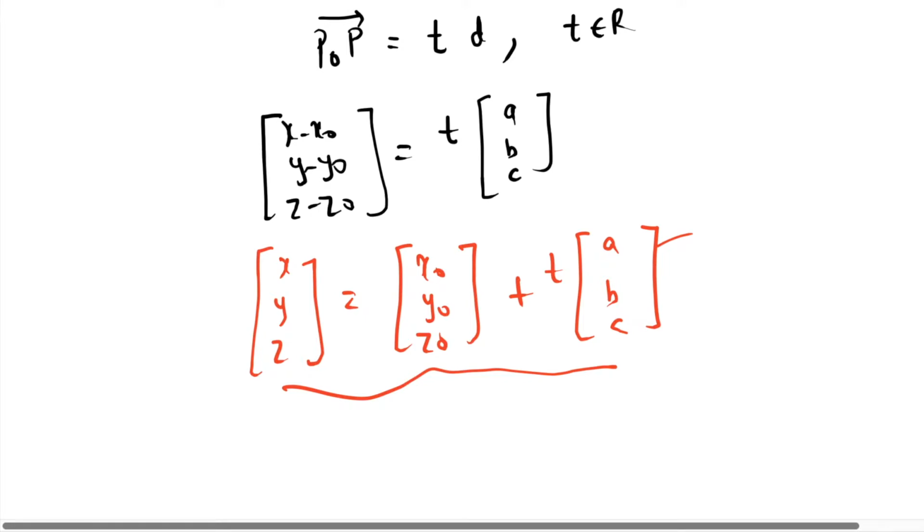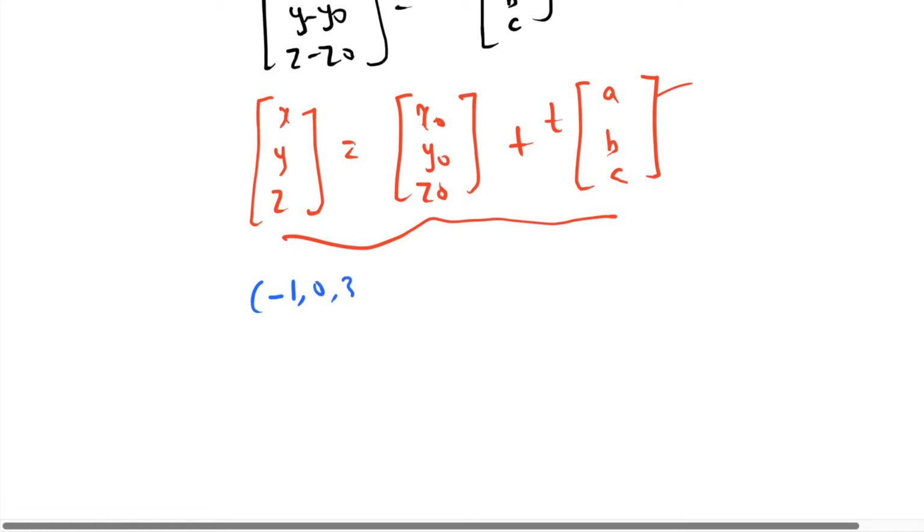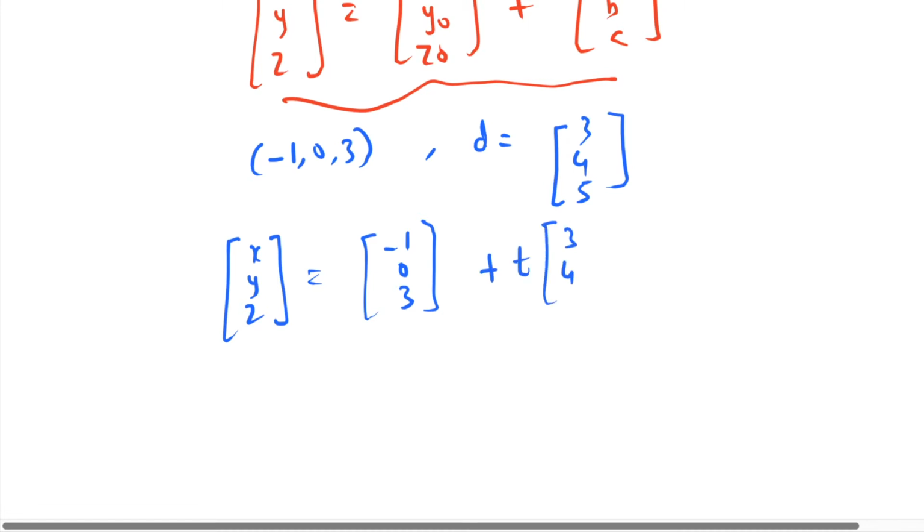So let's take an example. So let's say if I wanted to find the equation of a line that passes through, say, point (-1, 0, 3), and let's say it's in the direction of (3, 4, 5). Okay, so quite simply, using the result above, the equation of the line will be (x, y, z) is equal to (-1, 0, 3) plus t times (3, 4, 5). All right, and here t is a scalar, so t belongs to the set of real numbers.